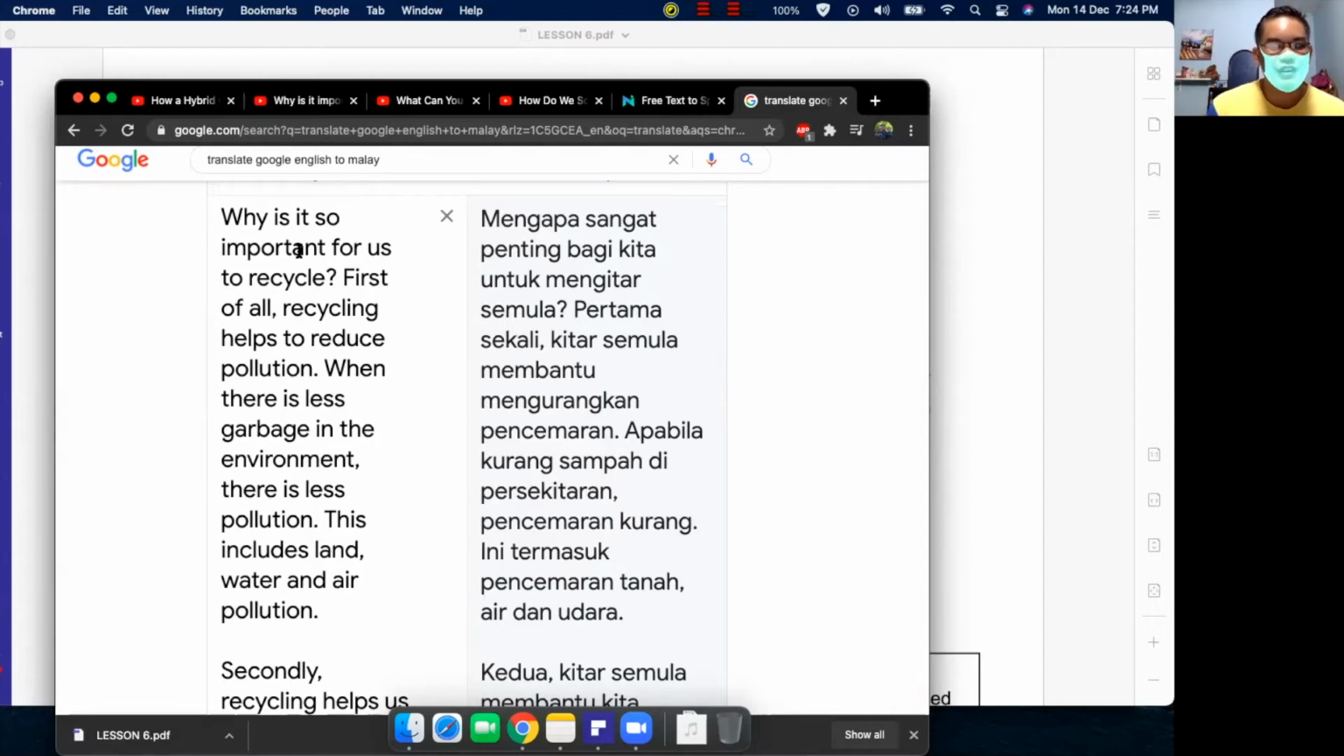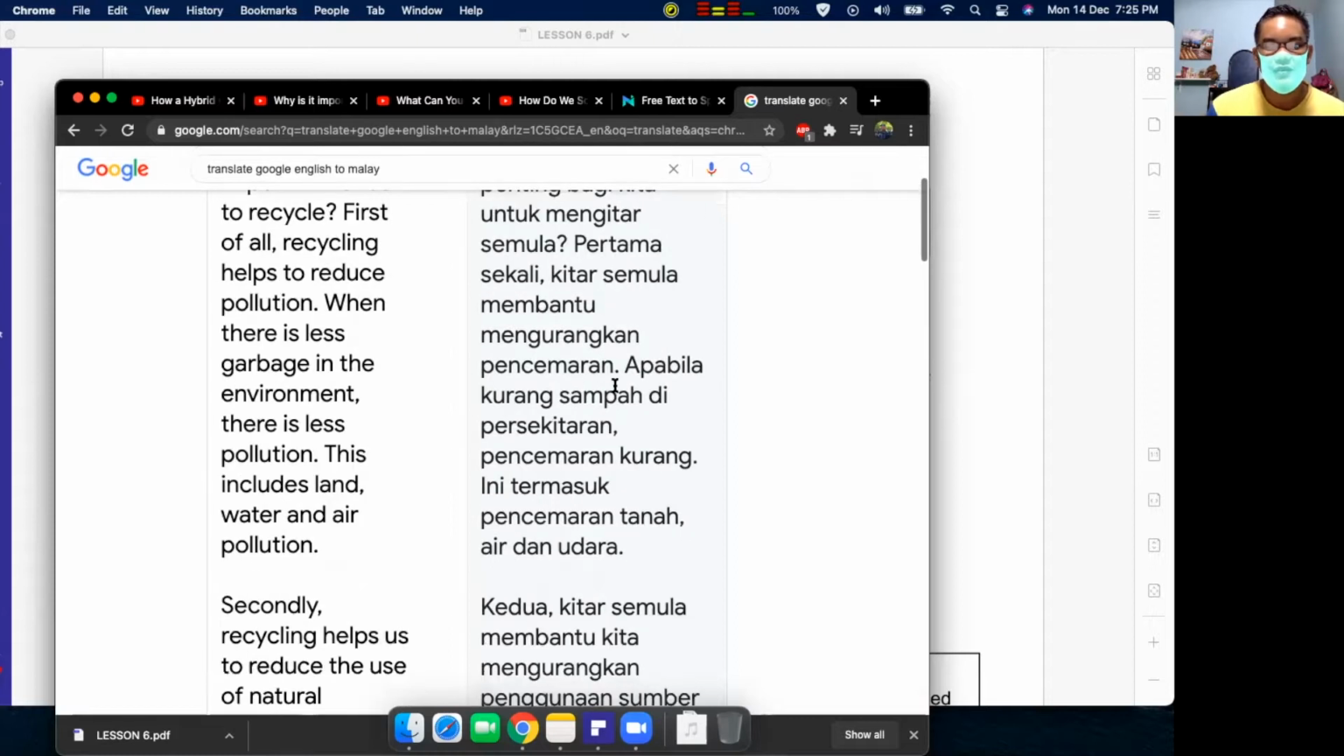Here goes. So why is it so important for us to recycle? Kenapa penting to recycle? First of all, recycling helps to reduce pollution. When there is less garbage in the environment, there is less pollution. This includes land, water, and air pollution. So, see, it helps, right?